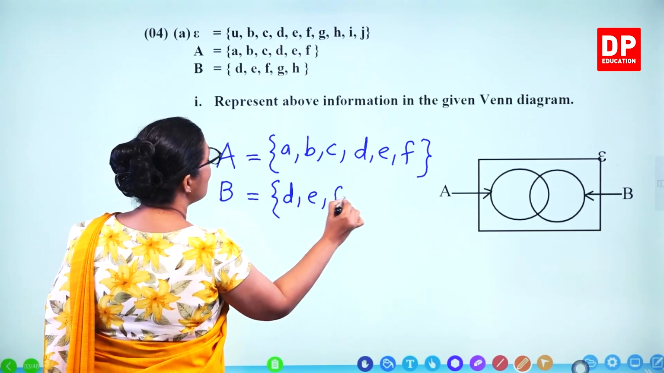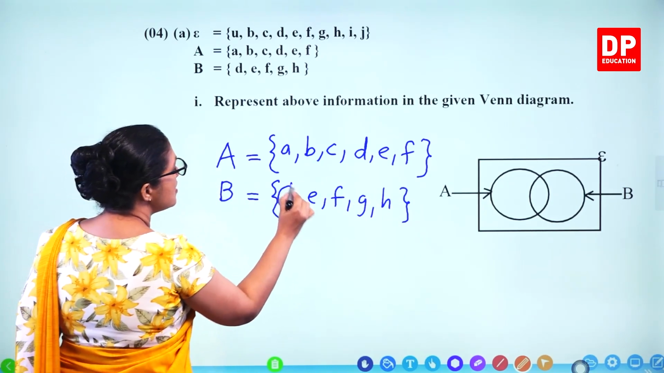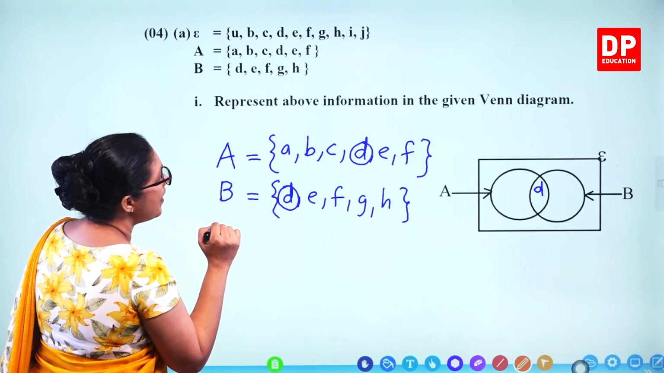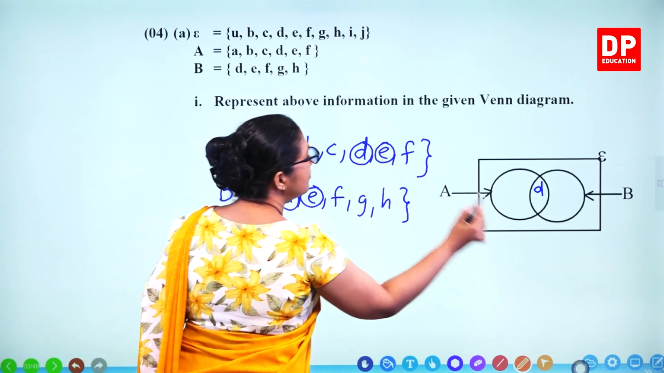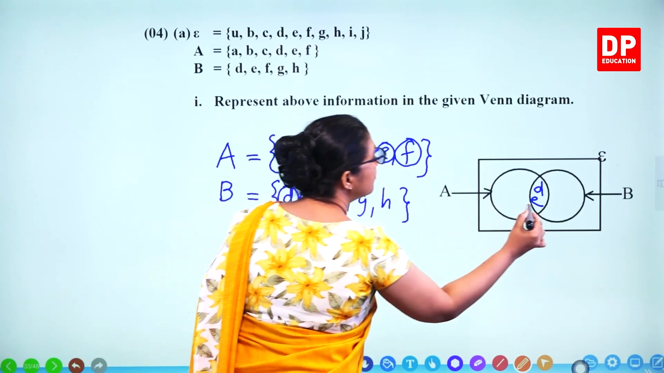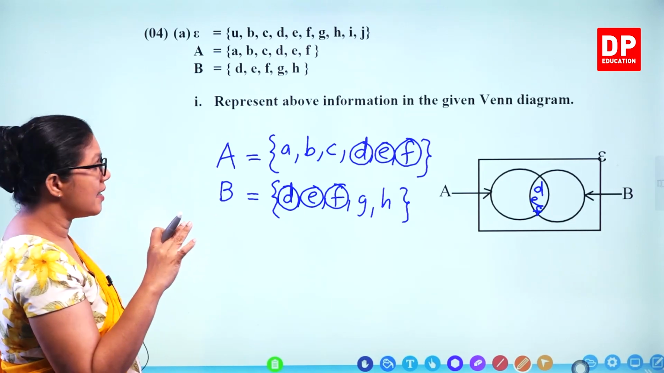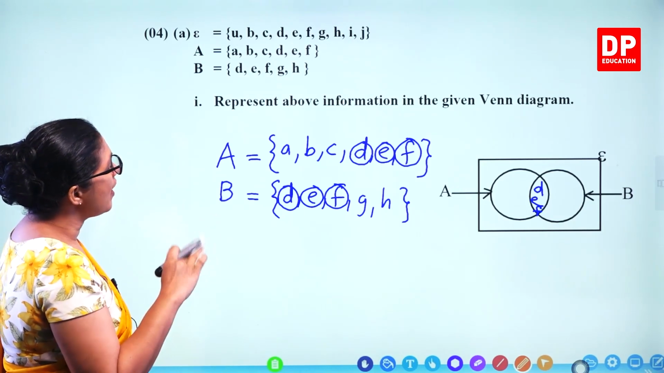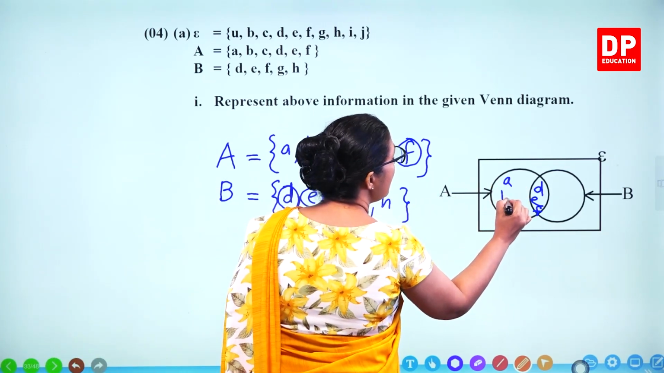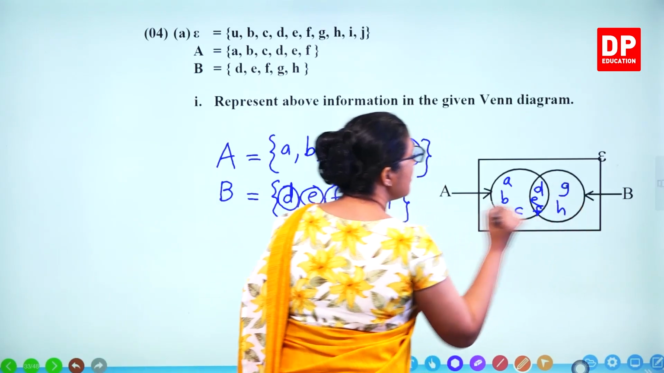D, E, F, G, H. So what are the common ones? D. We have to put it here. And E, F, D, E, F inside that common region. Then you can put the other parts separately. A, B, C in A and G, H in the other one.